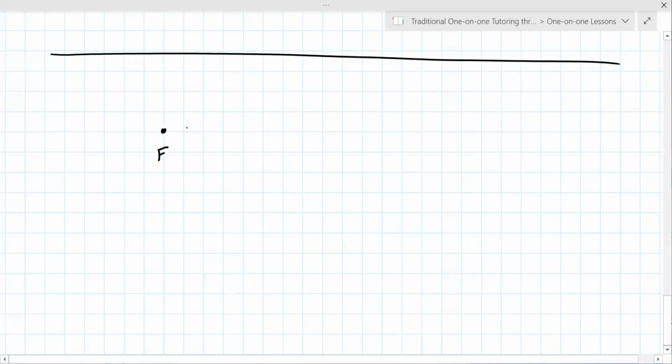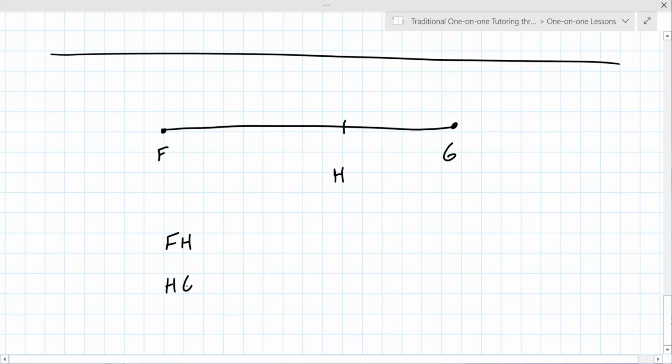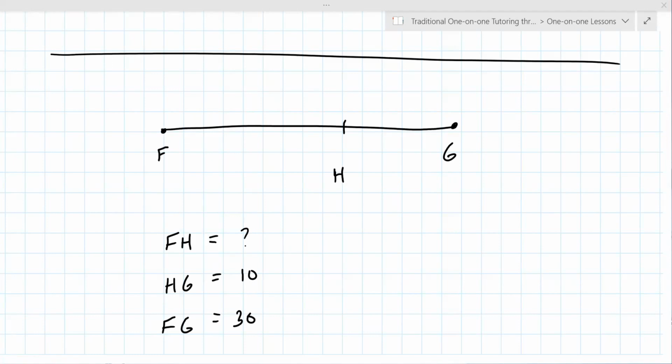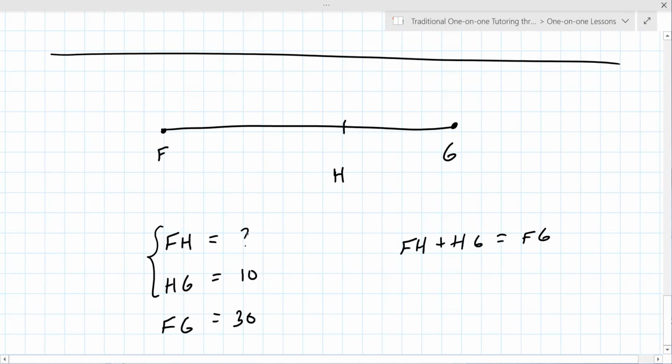So let's go F, G, and we'll call this H. And let's say FH, HG, FG. And let's say FH is unknown. Let's go with HG is 10, and the whole thing is 30. Okay, can you tell me what F to G is? F to G. Okay. So FG right there, you have to add those two. Well, these two right here add up to FG. So FH 20 plus HG equals FG. Yes. So the answer is 20, right? Yeah. Good.